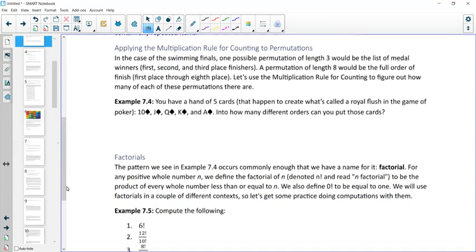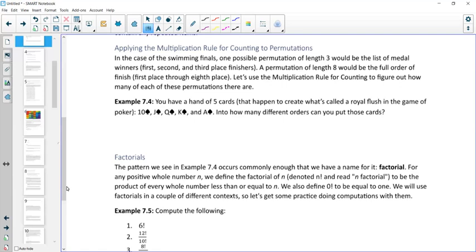So we're going to apply the multiplication rule for counting permutations. In the case of the swimming finals, one possible permutation of length 3 would be the list of medal winners, first, second, and third place finishers. A permutation of length 8 would be the full order of finish, first through 8th place. Let's use the multiplication rule for counting to figure out how many of each of these permutations there are.